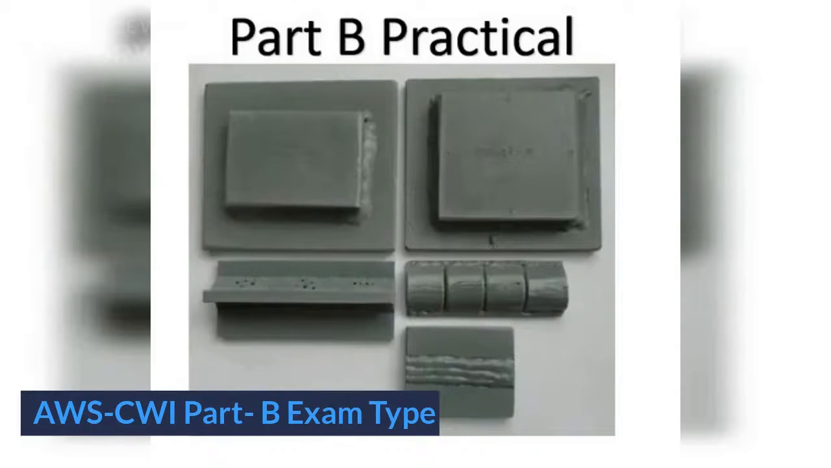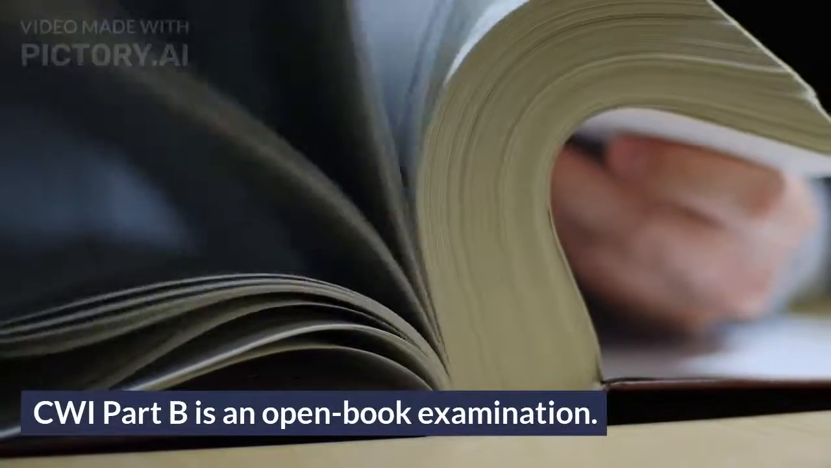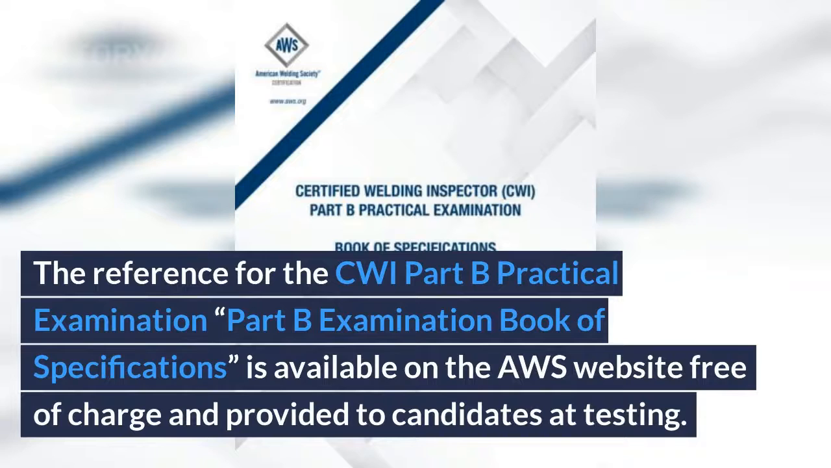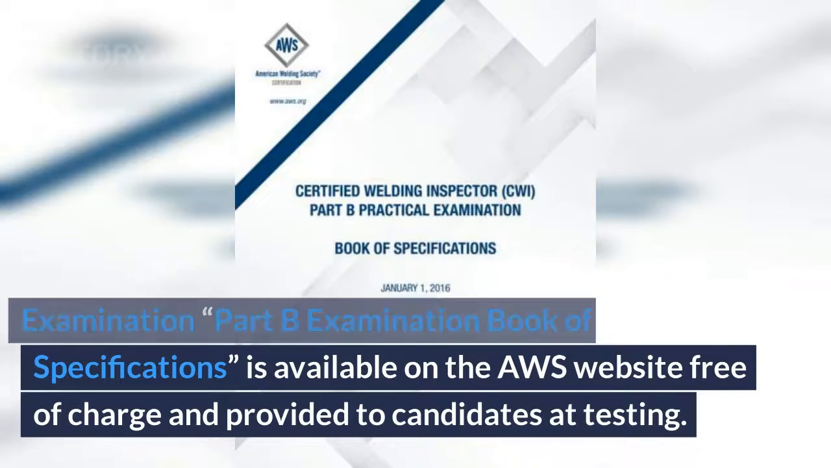AWS-CWI Part B Exam Type. CWI Part B is an open book examination. The reference for the CWI Part B Practical Examination, Part B Examination Book of Specifications, is available on the AWS website free of charge and provided to candidates at testing.